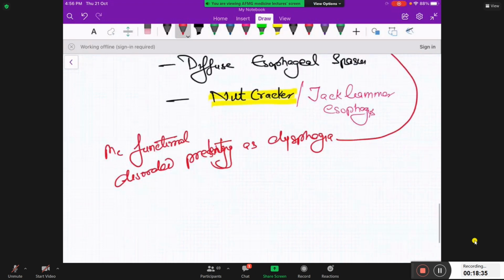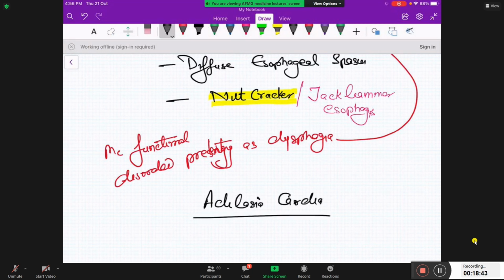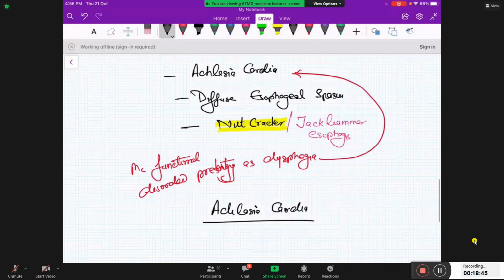Now, let us talk about achalasia cardia. Now, this statement, the definition of achalasia cardia, which I am going to make you write down, every word has an MCQ in this.